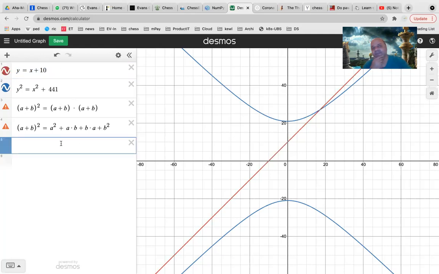So 20x plus 441 is equal to, sorry, 341. 20x is equal to 341. So x is equal to 341 divided by 20, which is 1705. Okay, so fine. Stop sharing.